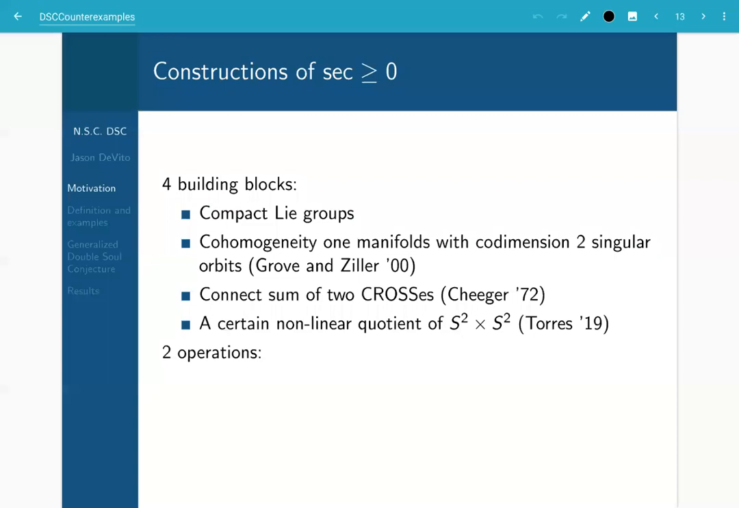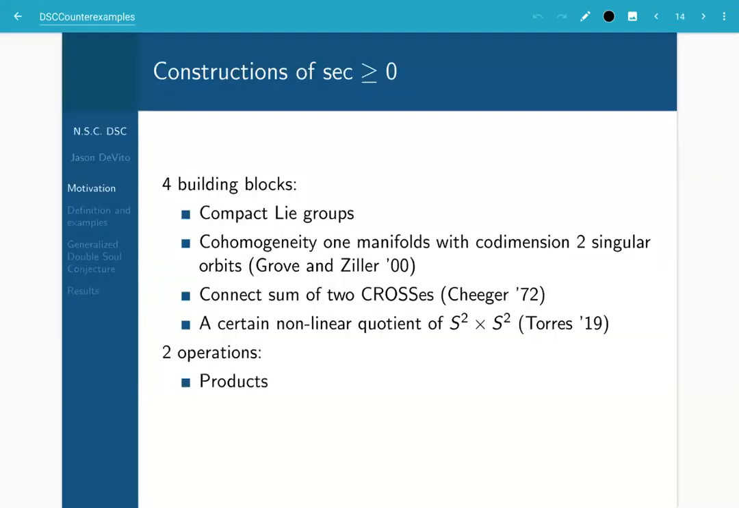He showed that there's a Z2 quotient of S2 cross S2. It's a nonlinear quotient, a weird quotient. And he showed that this example can be equipped with a metric of non-negative sectional curvature. So these are your 4 building blocks. And using these 4 building blocks, we have ways of combining them to make new examples.